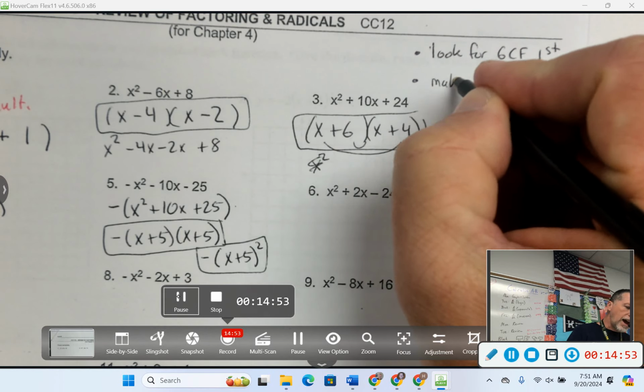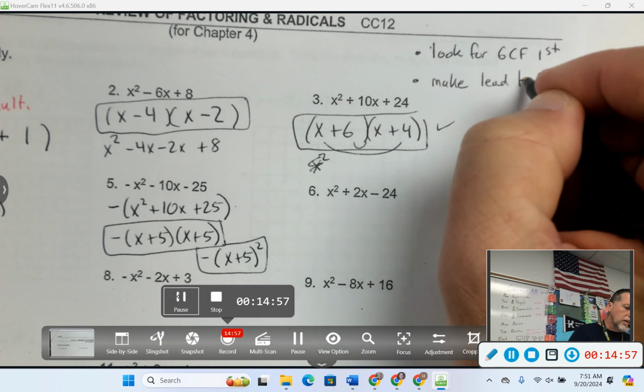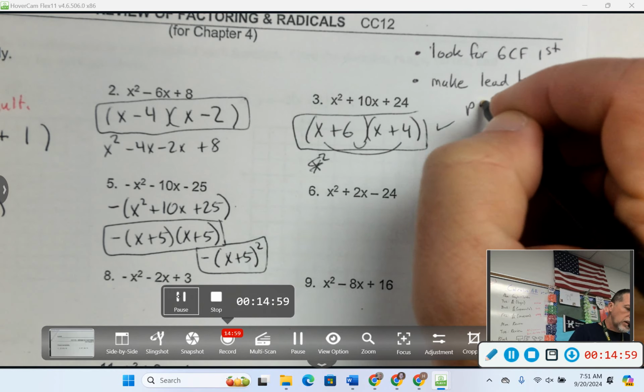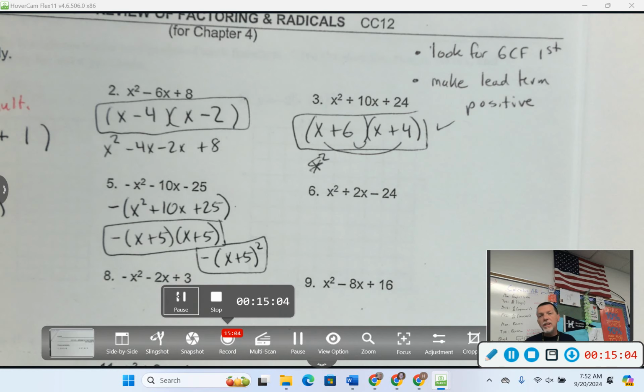And you don't have to, but it makes life easier if you make the lead term positive. And if you need to, that means factor out a negative. So that was 17 and 26. Factor out a negative if you need to make the lead term positive, because then your life gets a little bit easier.